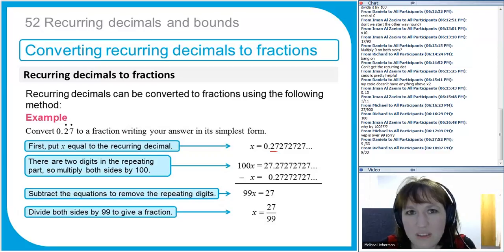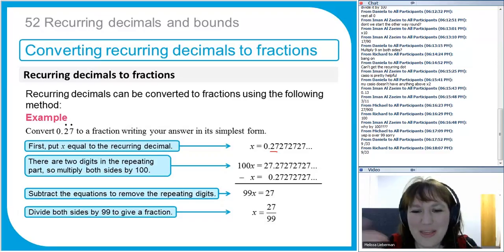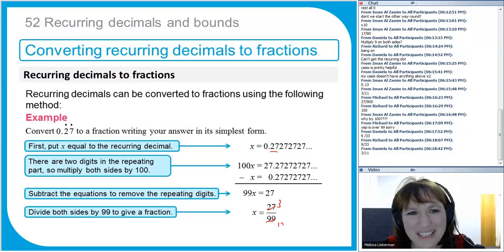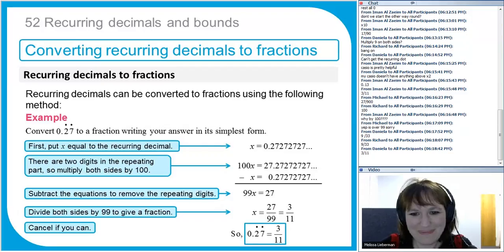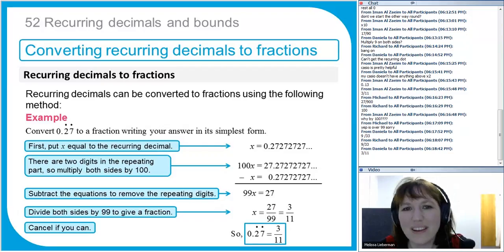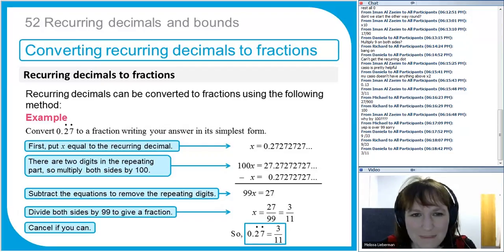Okay, so 27 over 99, I could divide top and bottom by 3. That would give me 9 over 33, and then I divide by 3 again. Actually, I should have known, they're both divisible by 9, aren't they? So 27 divided by 9 is 3, and 99 divided by 9 is 11. That's the number I got on my calculator earlier. So there we go, 3/11. Okay, got that? Happy with it? There we go. So 0.27 recurring is 3/11.